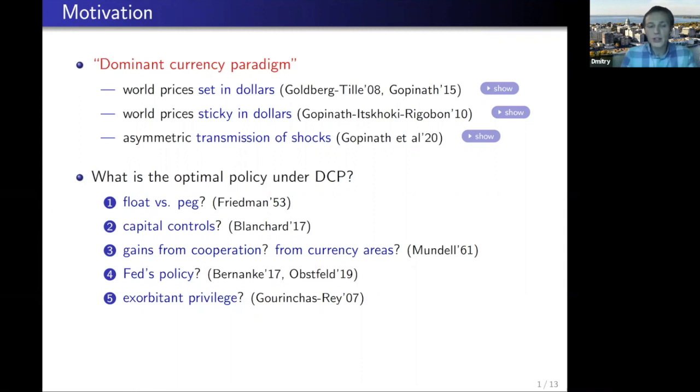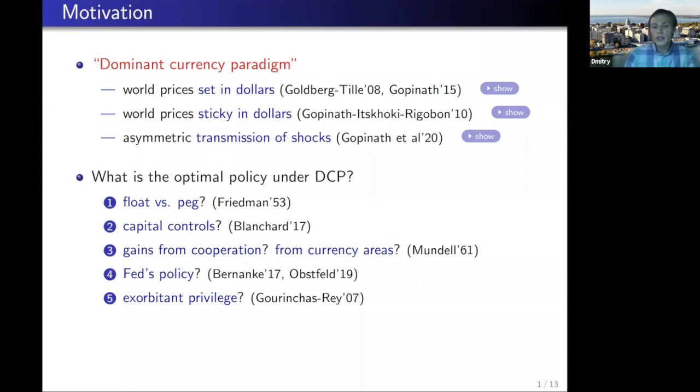The second question, which is also often studied and mentioned in this literature, is the optimality of capital controls. We see that many countries in the world do some foreign exchange rate interventions or use some fiscal instruments such as capital controls. And so the question is, if monetary policy alone is not enough to achieve the first best allocation, is there room for these additional tools? Should countries complement monetary policy with macroprudential tools in particular?